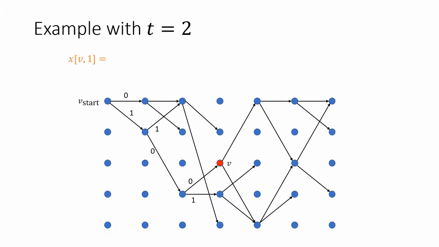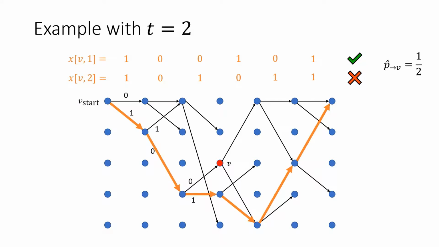Here's an illustration of the definition. Let's say we're considering this red vertex v in the middle of the program. And let's say there are just two sample inputs. When the program reads the first sample input, it passes through v. But when the program reads the second sample input, it doesn't pass through v. That means the estimated probability of visiting v is 1/2, because half of the sample inputs cause the program to visit v.